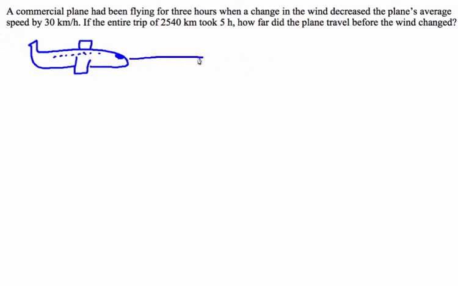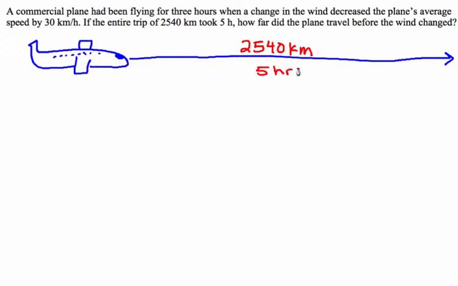Alright, so this plane is traveling, and the total distance that it goes is 2,540 kilometers, and it does that in 5 hours. Okay, I got those numbers here. 2,540 kilometers took 5 hours, and that says for the entire trip. So that is the entire length here that I'm putting in red.